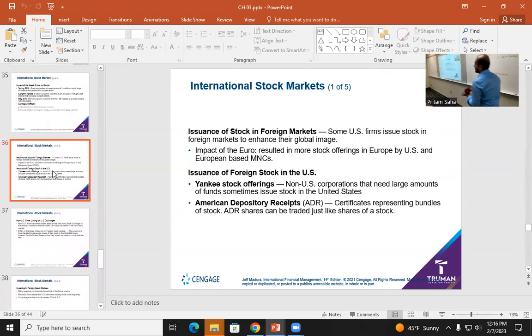Yes, they can do it in two different ways. One is the Yankee stock offering. This is nothing but issuing new stock to the international stock market. Let's say firms from Europe, China, Australia come to the US or list on the NYSE and keep issuing new stock just for getting long-term financing. This is a Yankee stock offering.